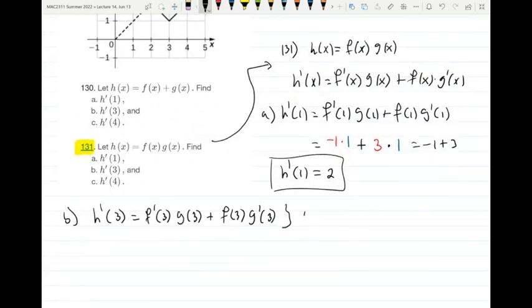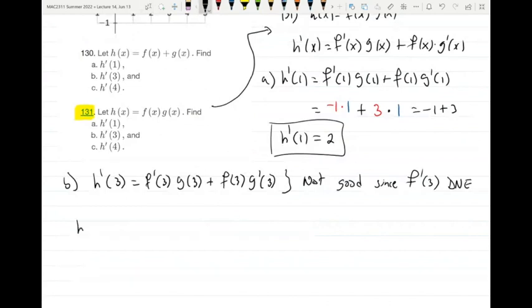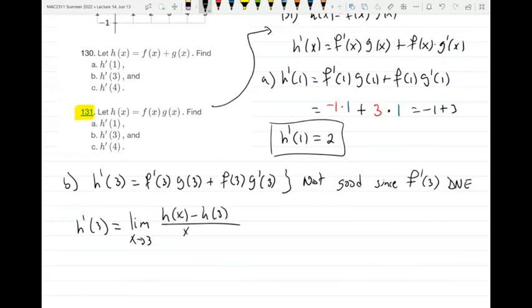We cannot just say, oh, because f is not differentiable, then. But the thing is that this is not good. Let me just say here, not good, since f prime of 3 does not exist. Okay? F is not differentiable at 3. So if I want to investigate this, I have to take a limit. So this is a point, so we're going to use the fast way. So limit as x approaches 3 of h of x minus h of 3 over x minus 3.